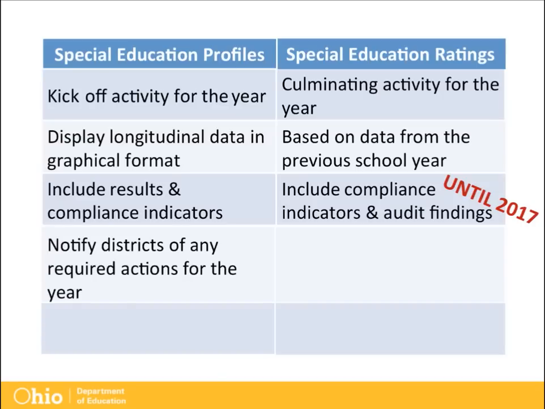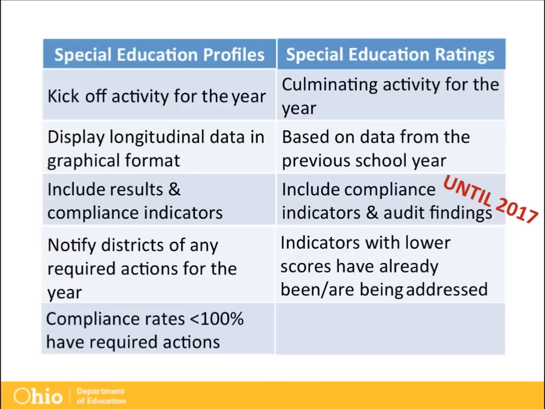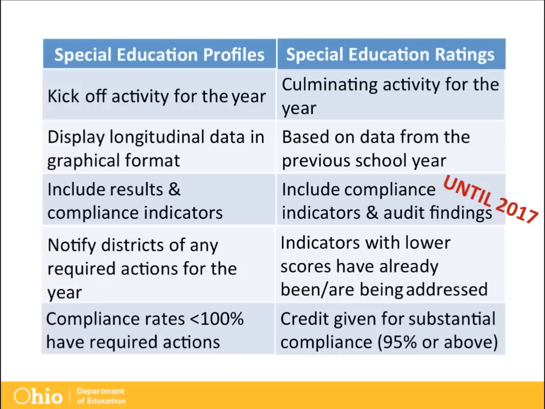Special education profiles are used to notify districts of any required actions for the school year based on findings of noncompliance, data investigations, or selection for survey participation. By the time special education ratings are issued in June, indicators with required actions already have been or are being addressed. Special education profiles include required actions for compliance rates of less than 100%. Special education ratings give full scores for substantial compliance rates of 95% or above.